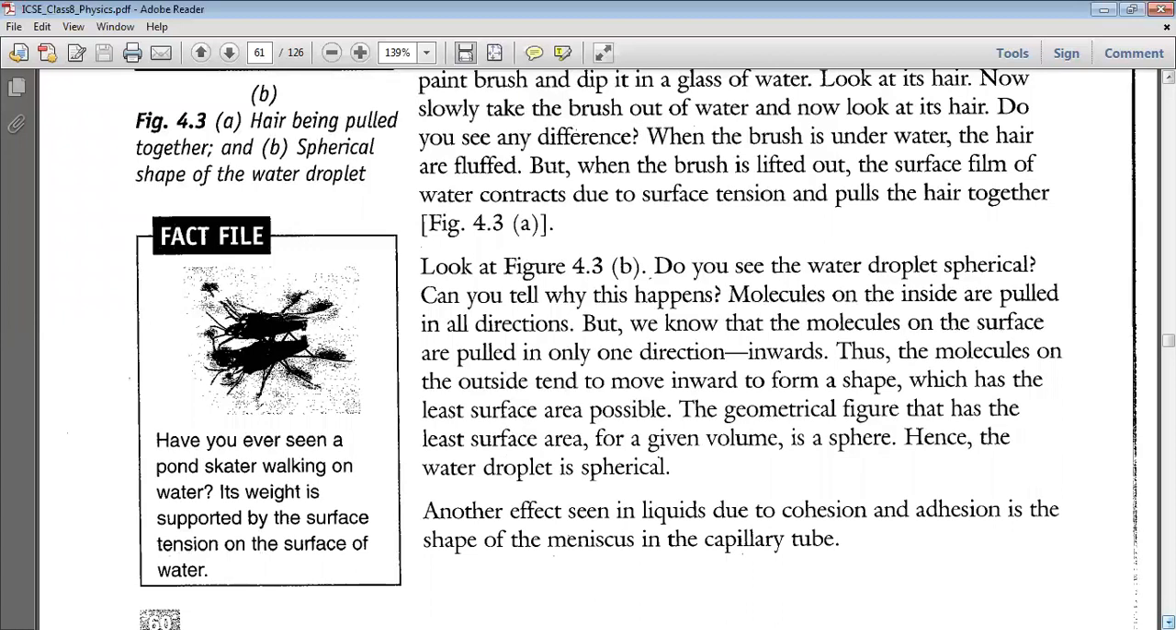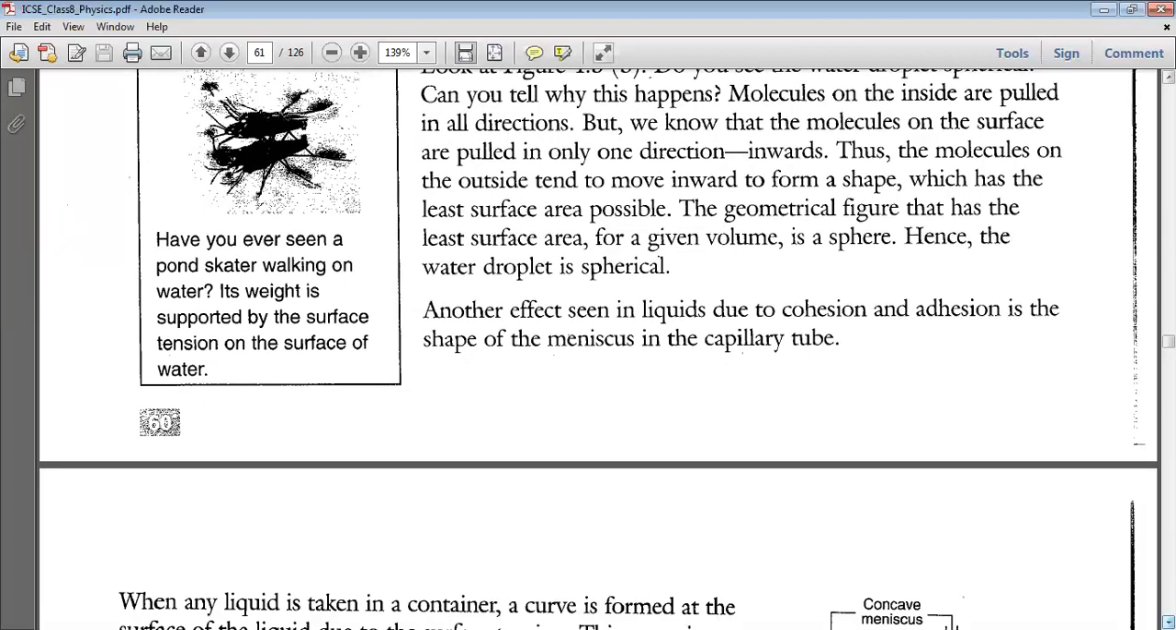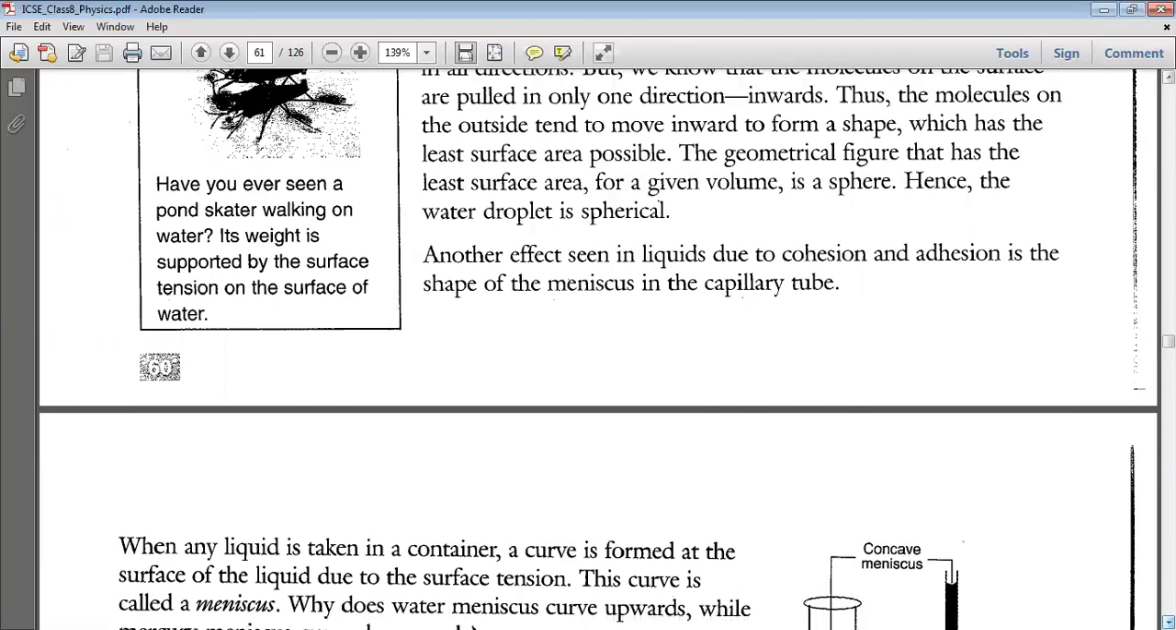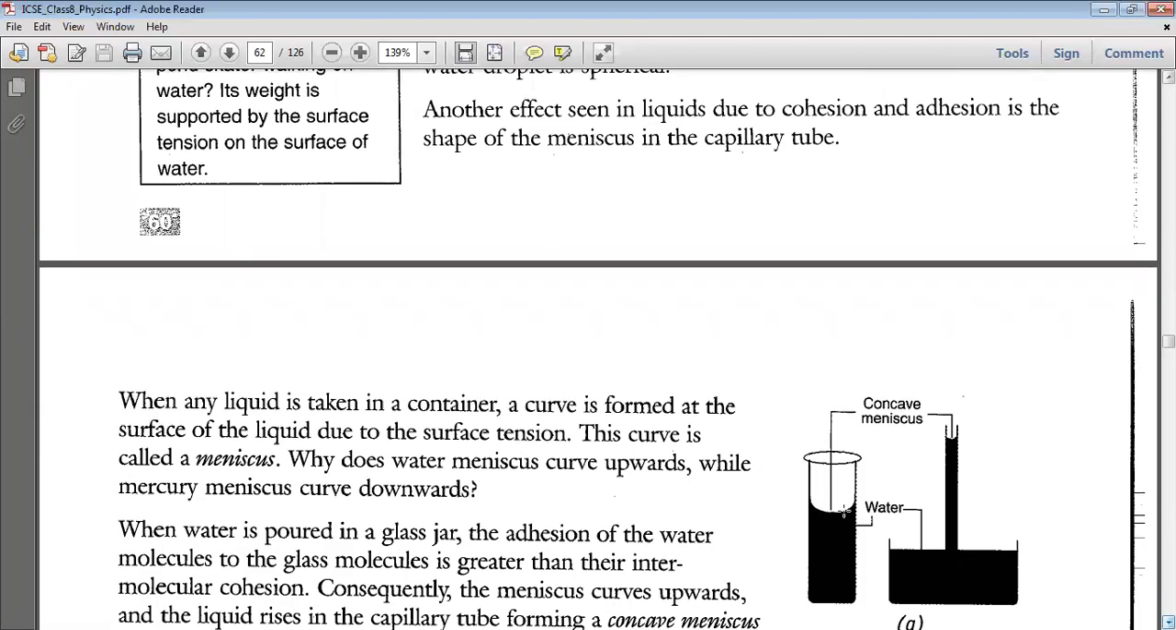Therefore water droplet is spherical. Okay. And another effect that is seen in liquids due to cohesion is the shape of the meniscus. Meniscus is the shape of the surface of the liquid in a capillary tube. Okay. So this is called a meniscus. Okay, the shape of the surface of the liquid.